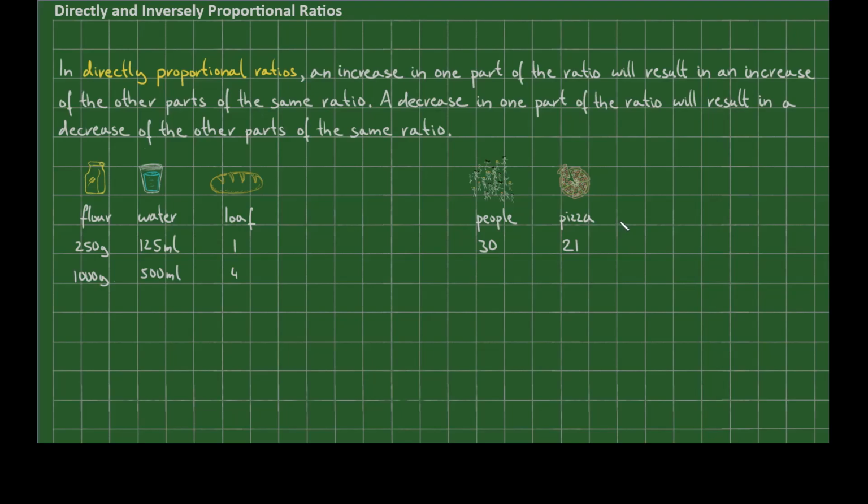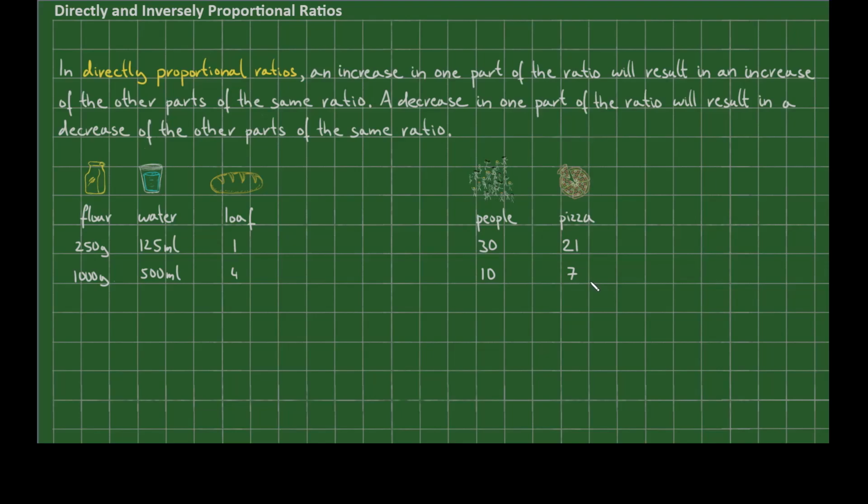Anyway, it turns out that I'm not quite as popular as I thought I was, and only 10 people show up. How many pizzas will I need? If I have fewer people to feed, I will need fewer pizzas. Considering that the number of people has been reduced by a factor of 3, the same will happen to the number of pizzas. And so rather than 21 pizzas, I will only require 7. Note that as the number of people went down, so did the number of pizzas.